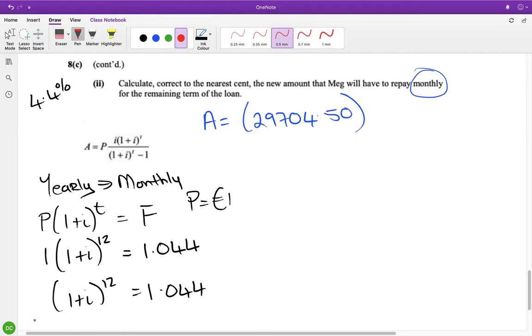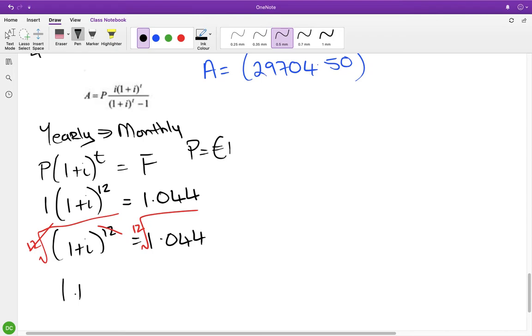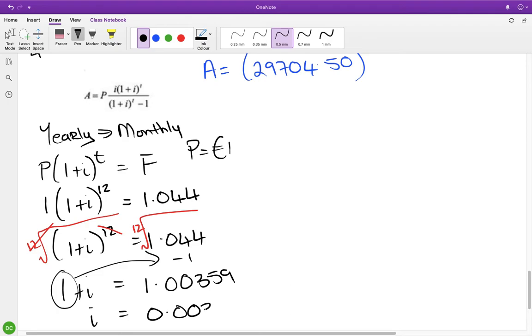I want to get rid of the power of 12, so I use a root, a 12th root. So that's 1 plus i, and when you do that 12th root, I am getting 1.00359. You take the 1, bring it over, it's a minus 1, so i is 0.00359. And that's now my monthly interest.